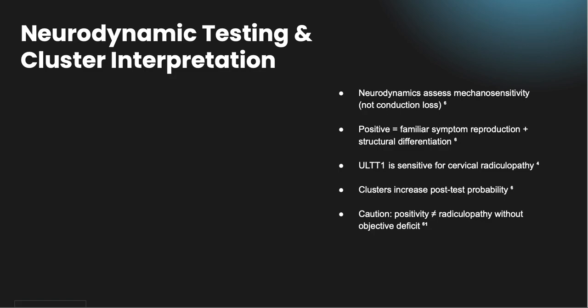No single clinical test confirms diagnosis. Utility improves when findings converge. Key distinctions. Neurodynamic tests identify mechanosensitivity. Radiculopathy requires a neurologic deficit. Clusters raise probability, and objective deficits confirm physiologic involvement. Without convergence, interpret cautiously.